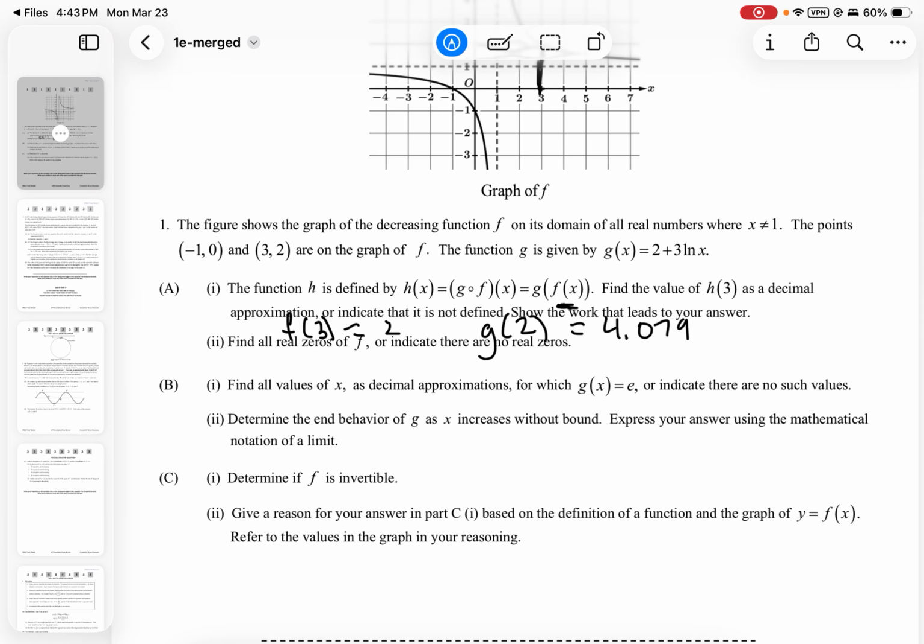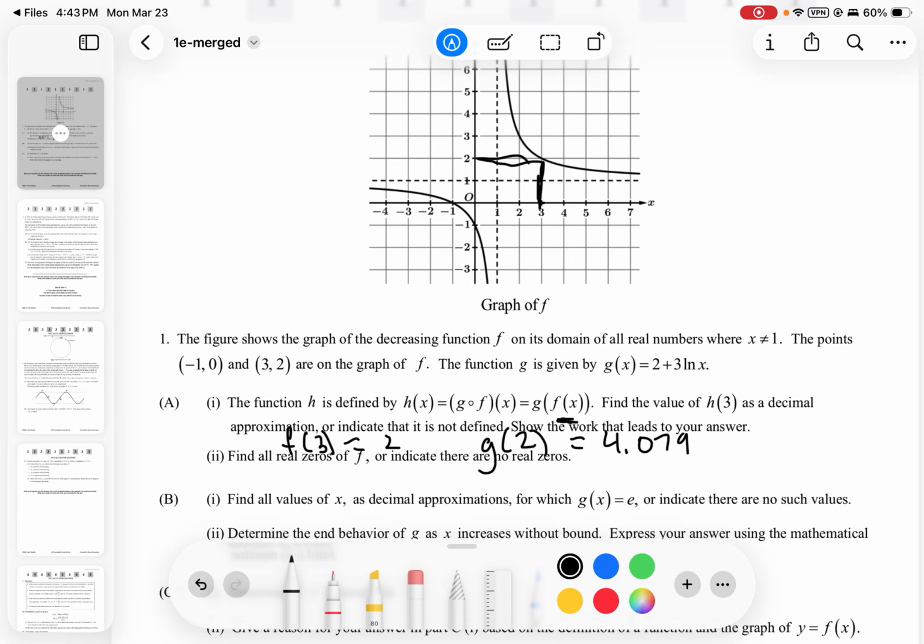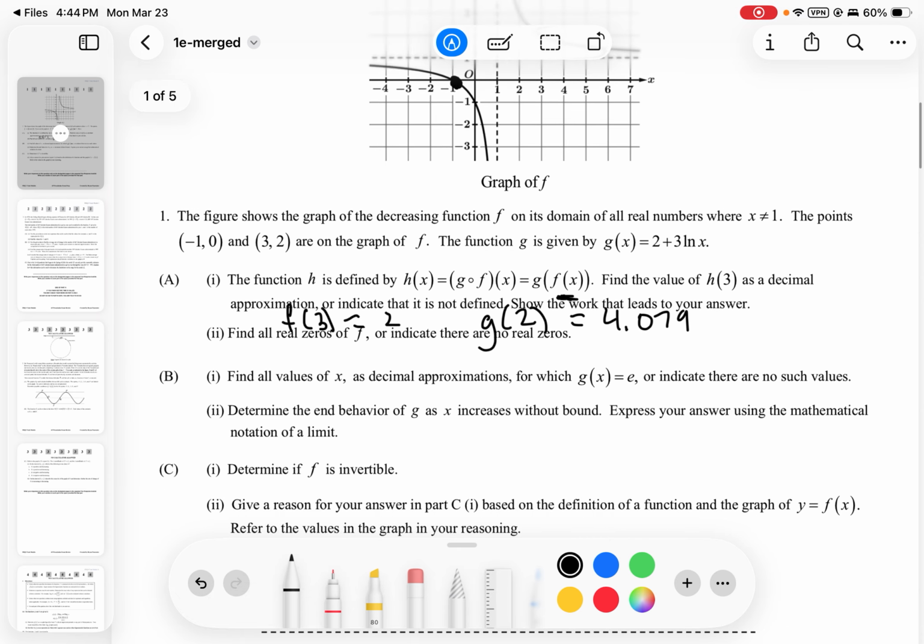Find all the zeros of F or indicate that there are no zeros. Well, the zeros of F are just when we hit the x-axis. We hit the x-axis right here at -1, so there is a 0 at x equals -1. Just always double check which function it's asking about. It asked me about F, so I need to look at the graph. If it asked me about G, I would look at Desmos.